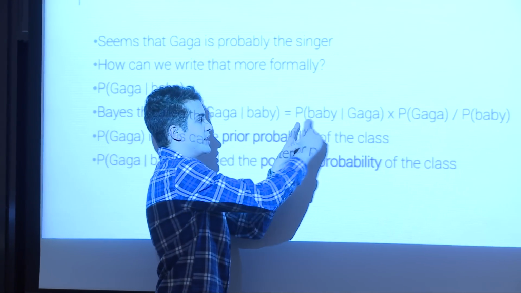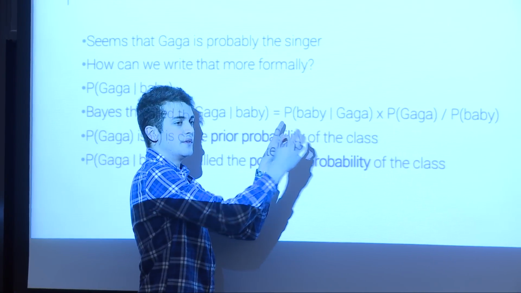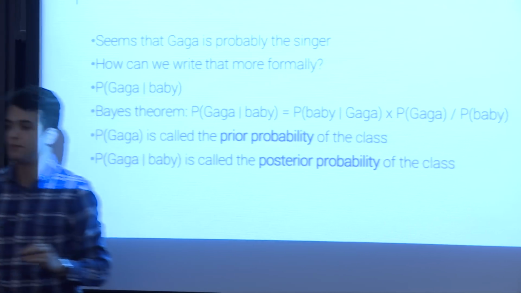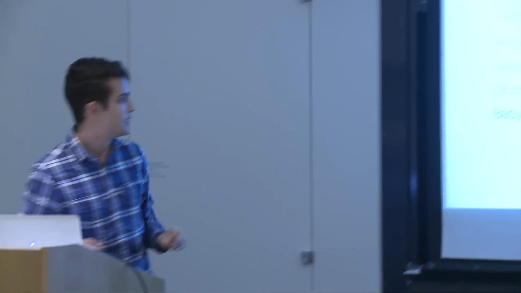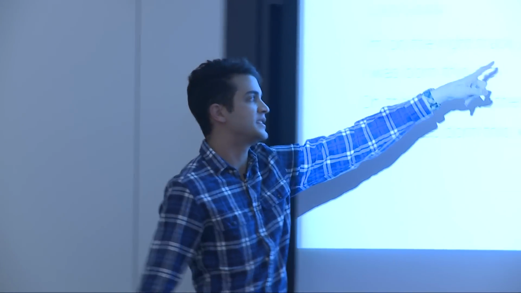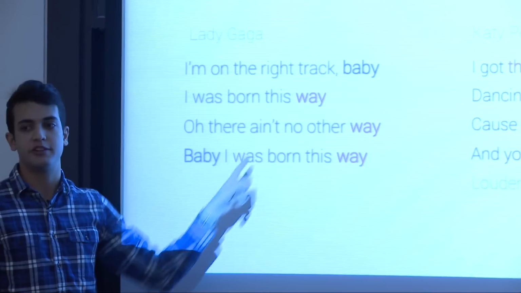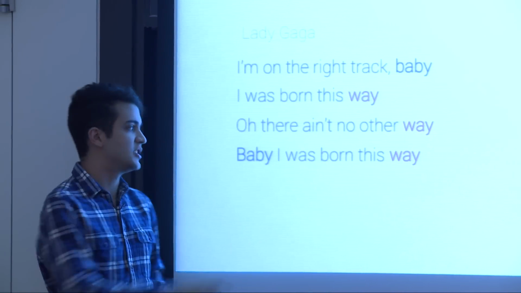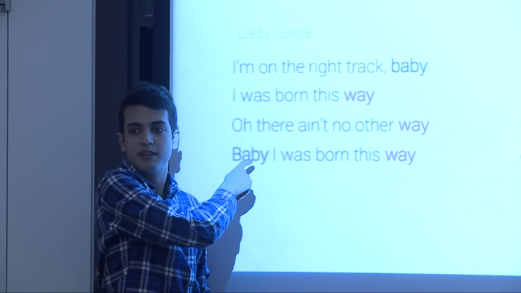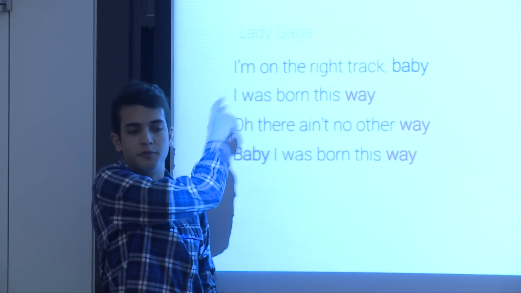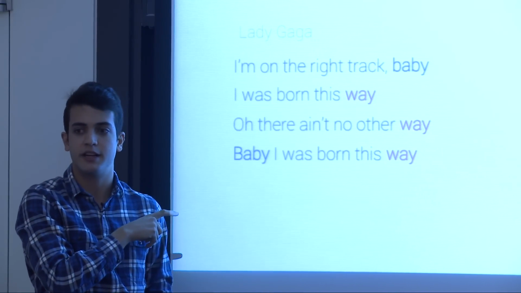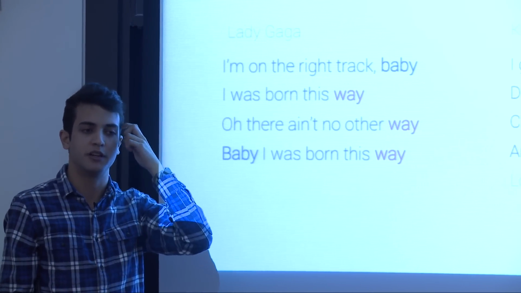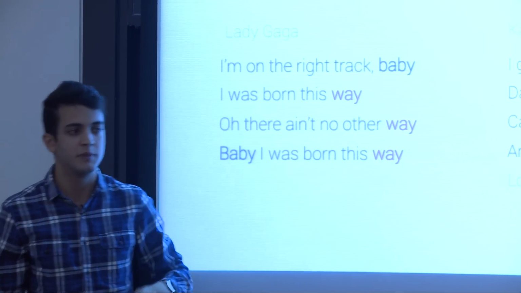And now what I'm getting is the probability of the word baby, given that I have Lady Gaga. And what is that basically? That basically means what is the probability of seeing the word baby in Gaga lyrics? If I want to calculate that in a very simple way, it's just the number of times I see baby over the total number of words in Gaga lyrics. It's just the frequency that I see that word in Gaga's work. Make sense?